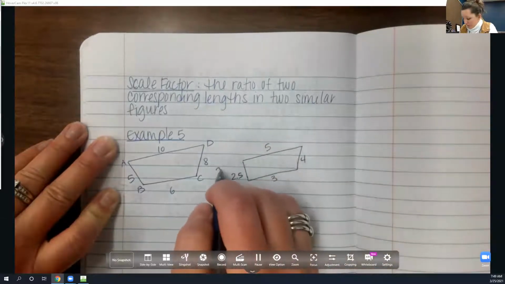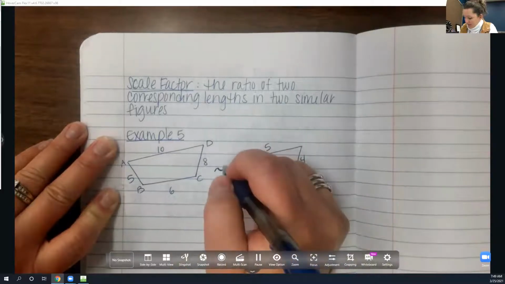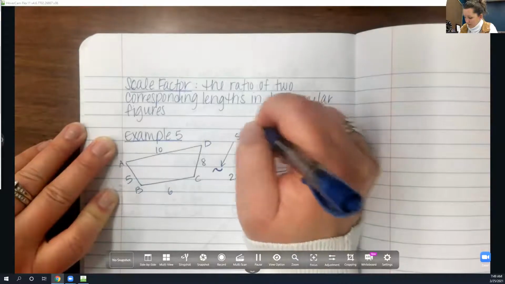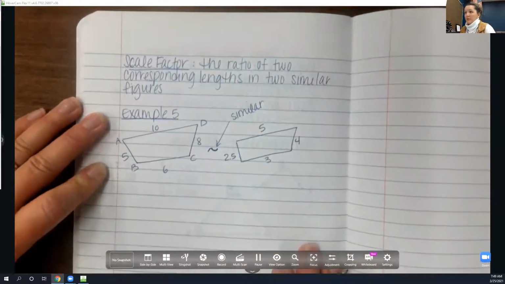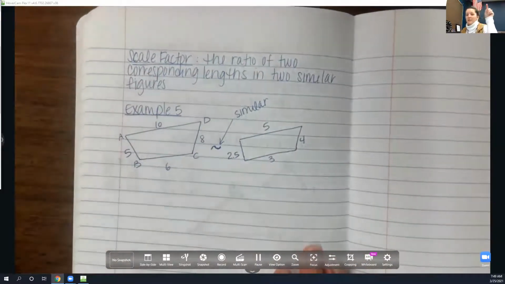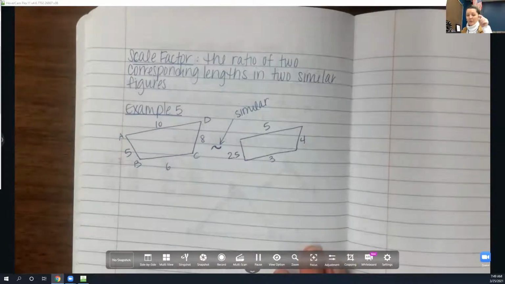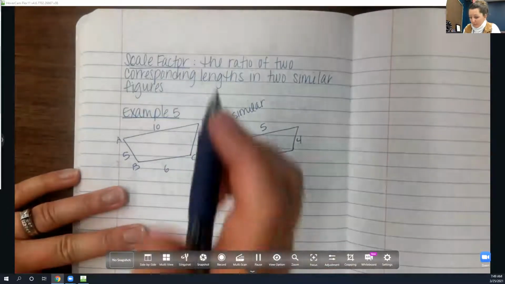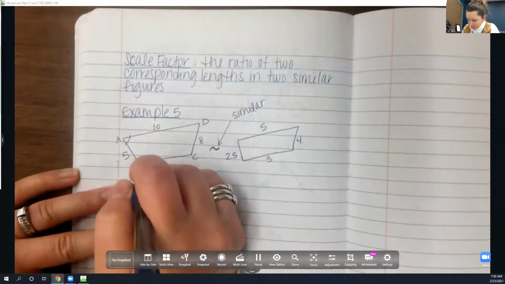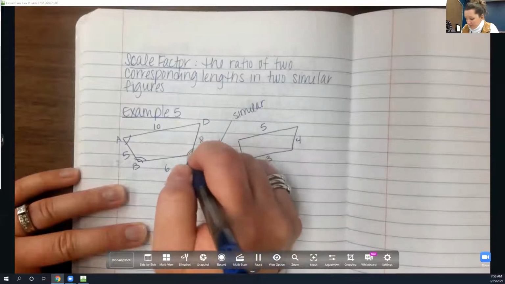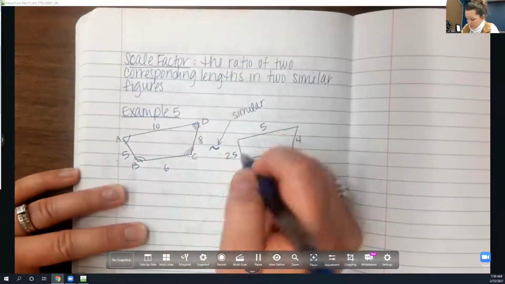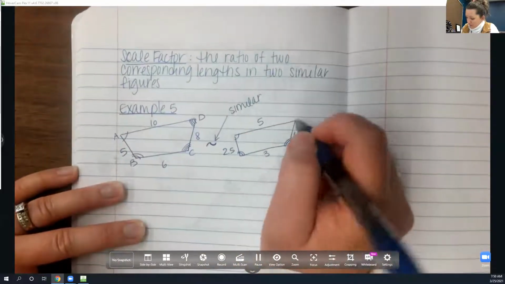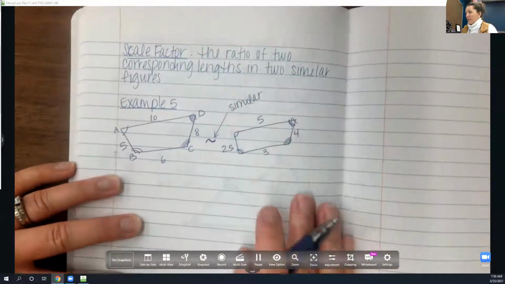So we have this little curvy line here in the middle. This curly line means similar. That's what that little symbol means. It's the same as the thing above the congruent sign. Okay, so we know that they're similar because they tell us here. And we have some tick marks to prove it, that all of our angles are congruent here.